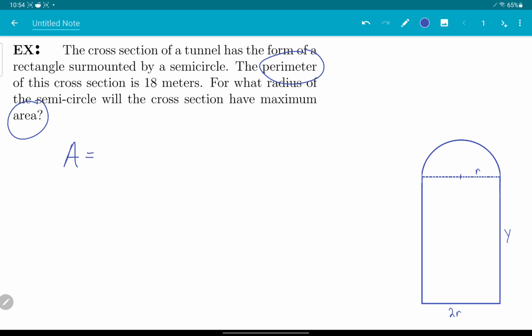Area is the semicircle plus rectangle. So that's half of a circle. So pi r squared over 2 for that guy, plus the rectangle, which is 2ry. Perimeter is 18.